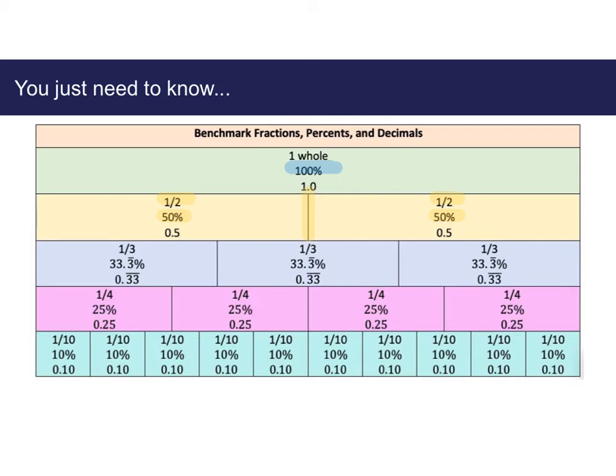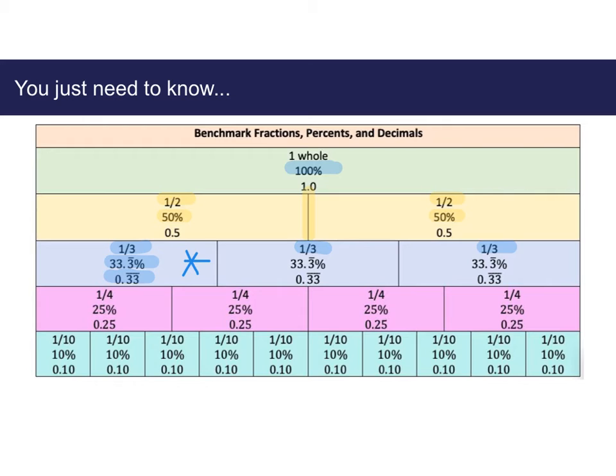Our next benchmark fraction or percent is 1/3. So if we take a whole and we split it up into thirds, that's where that 1/3 comes from. That means we've divided the whole thing by 3. The decimal equivalent of that is 0.33 repeating, and the percent equivalent of that is 33.3% repeating. This is one of those ones you really just kind of have to memorize. All of the other ones make sense, and this one does too. It's just not as easy to memorize because of the repeating decimals.